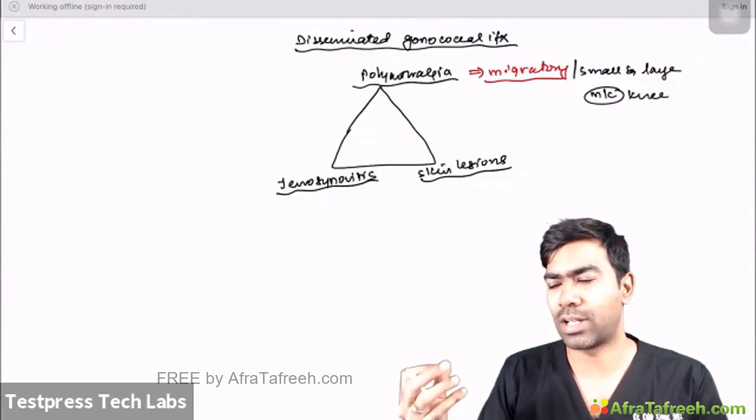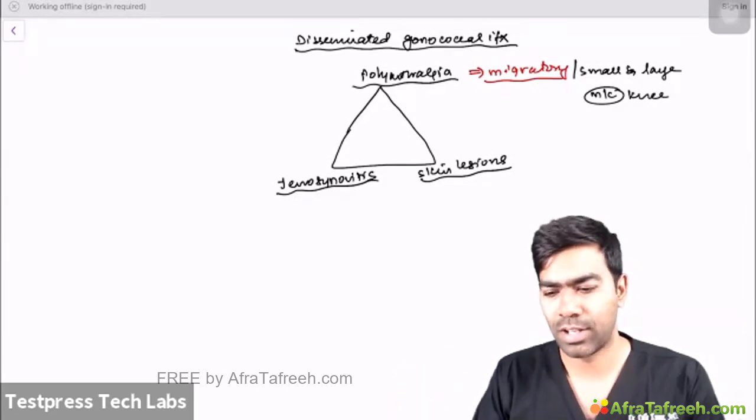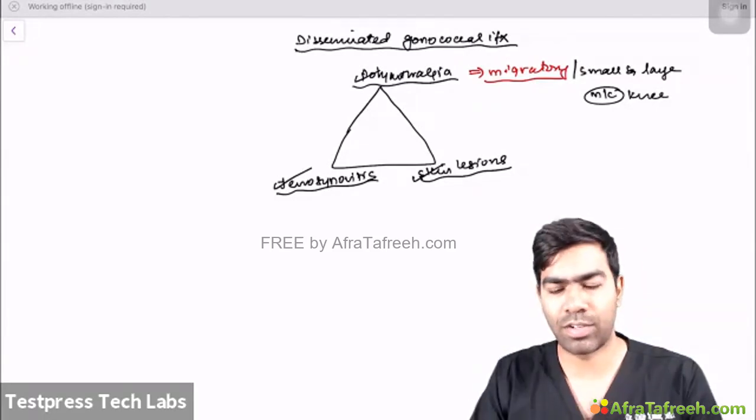That we call a gunmetal appearance. So gunmetal kind of an appearance, that base will be there. So that's characteristic of disseminated gonococcal infection. So this is the typical triad of disseminated gonococcal infection.